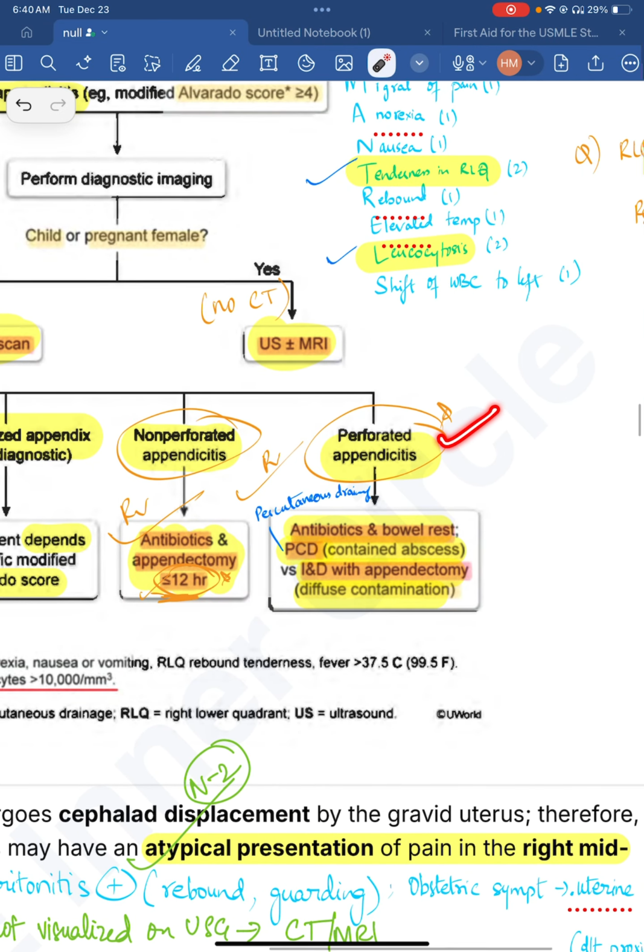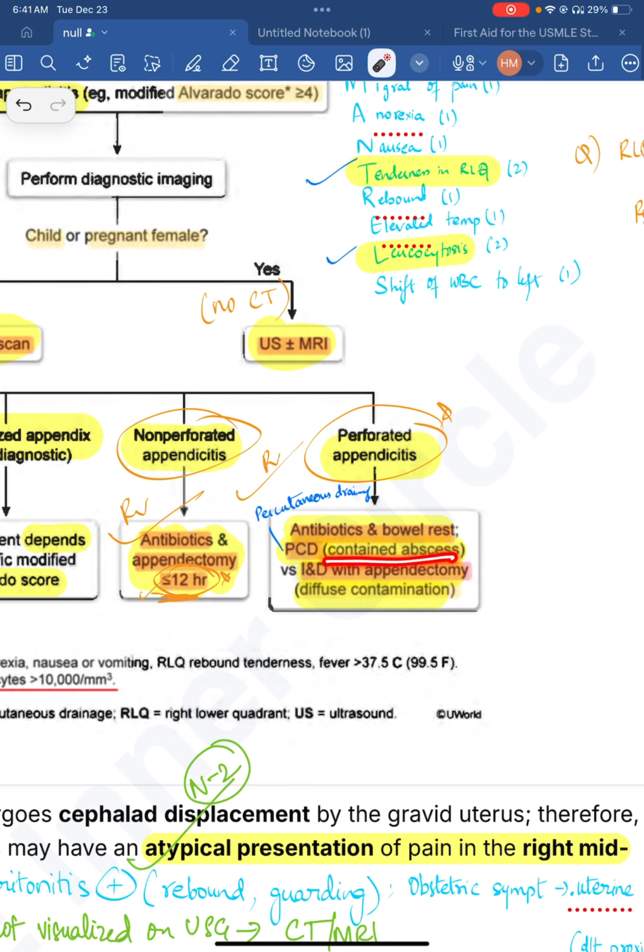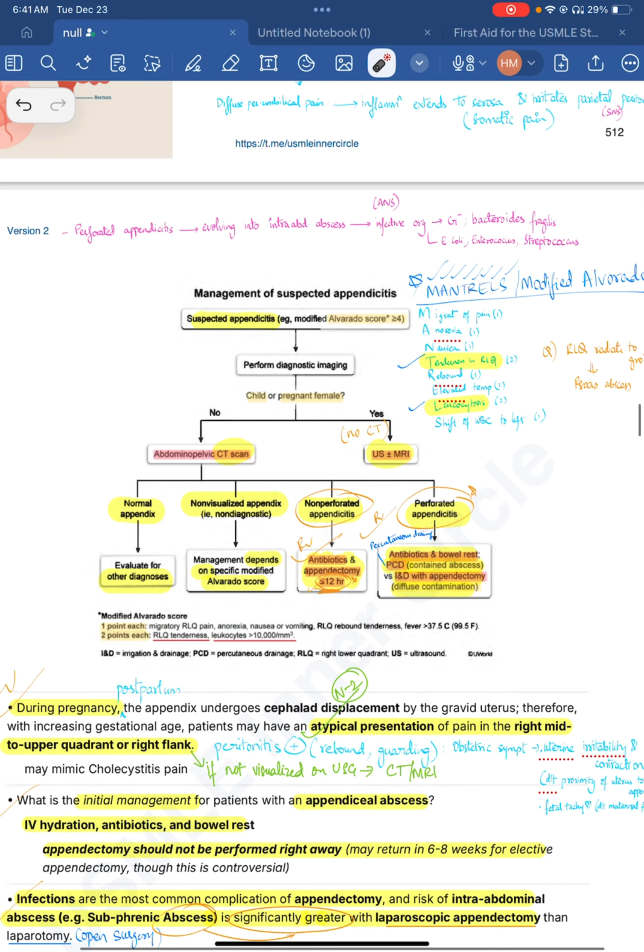What if the appendix is perforated? Then first you need to do bowel rest. Second, antibiotics. Then check if it's a contained abscess or there is diffuse contamination. If the abscess is contained, you can just do percutaneous drainage. But if there is diffuse contamination, you need to perform an incision and drainage along with appendectomy. Right? This is the management of appendicitis.